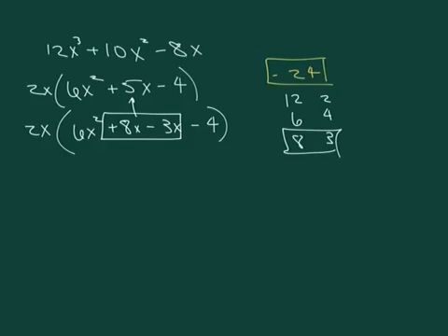Okay? Not too bad. Now, here's a little bit of a trick here. You can write these as positive 8x minus 3x. You can also write this as negative 3x plus 8x. You could switch these around. Okay? It doesn't matter if they're in this order or this order. They both give you 5x.